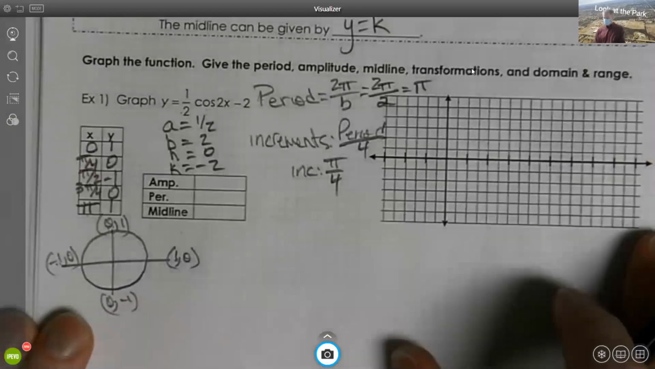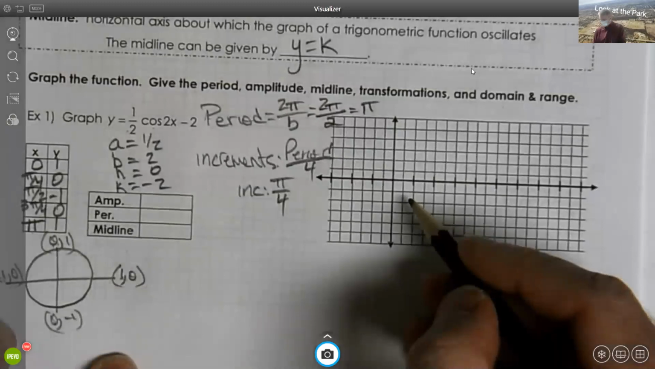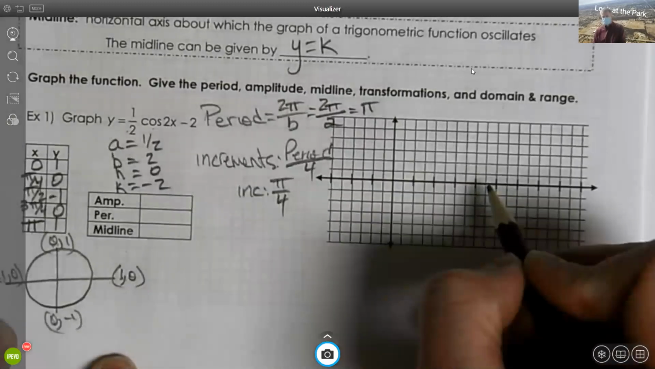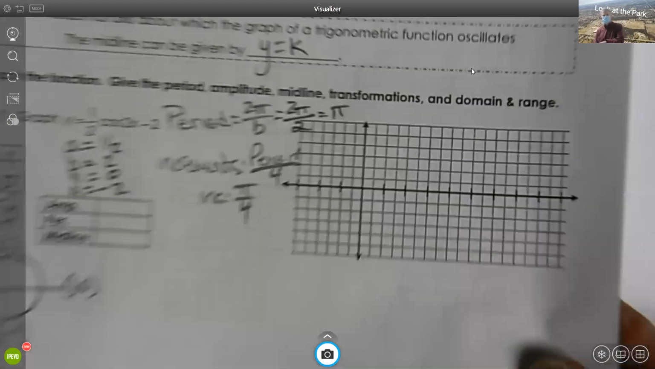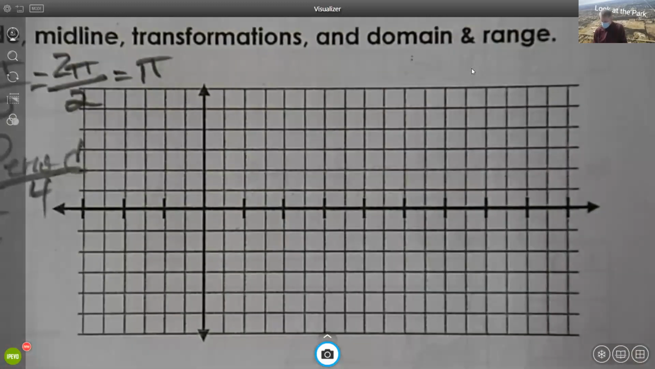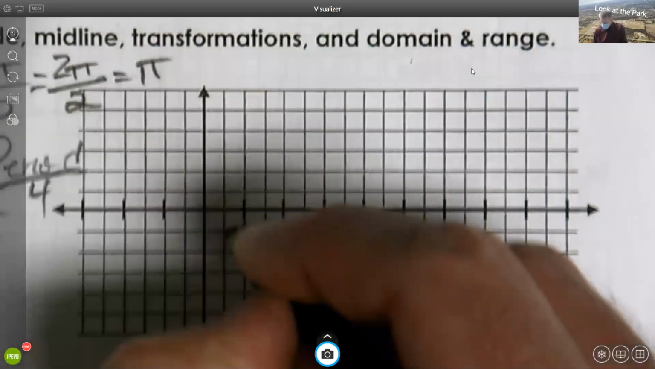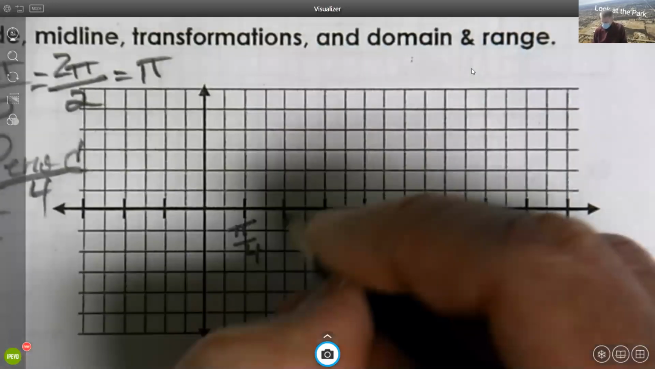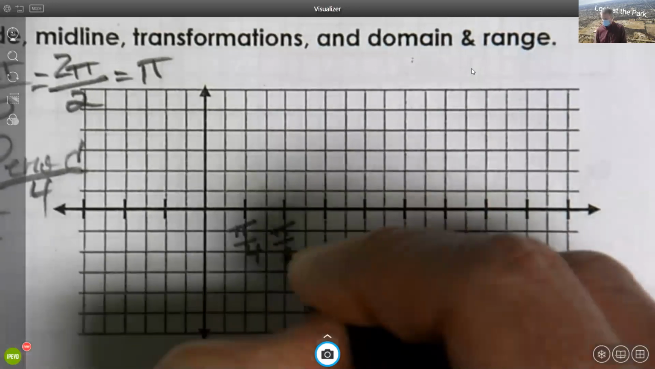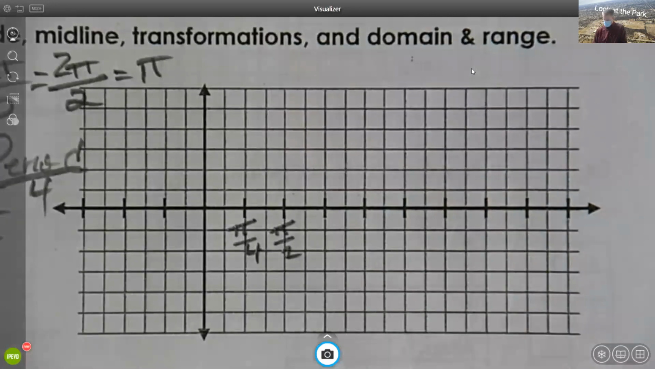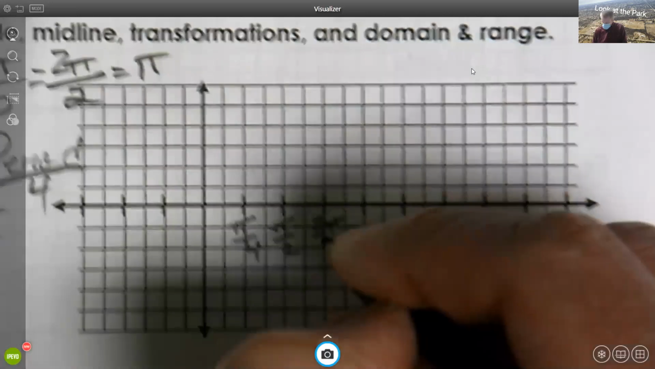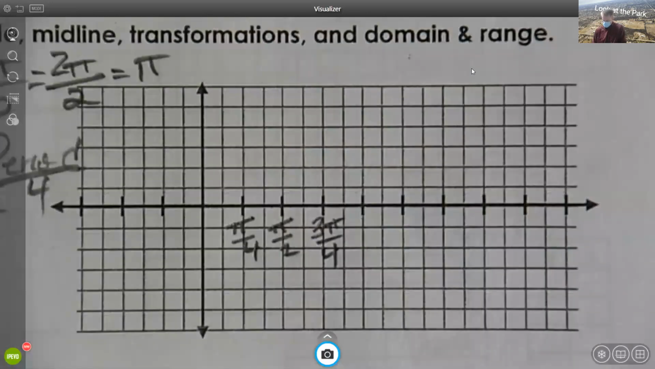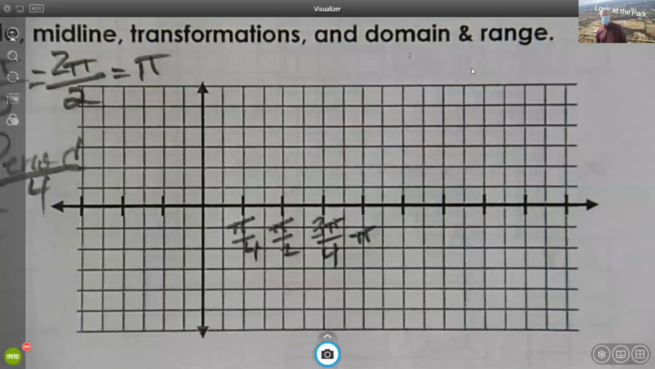So we could come over, we'll use our increment values to write our scale on the x-axis. So if you'd like to zoom in and be able to see that, we've got pi over 4. Then we've got 2 pi over 4, which can be reduced to pi over 2. 3 pi over 4. And 4 pi over 4, which can be reduced to just pi. So we first find the period, we find the increment, and then we label that increment onto the graph.